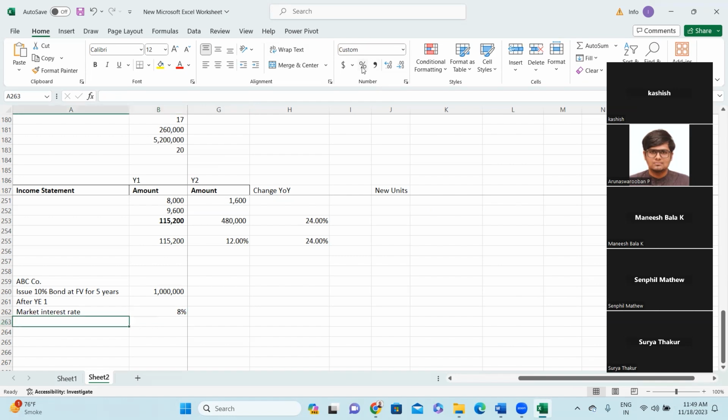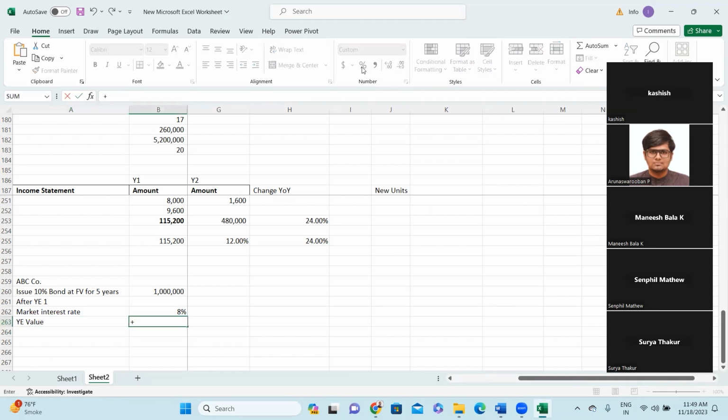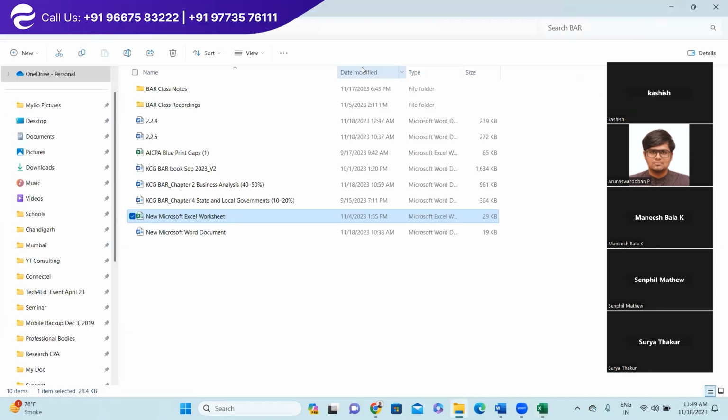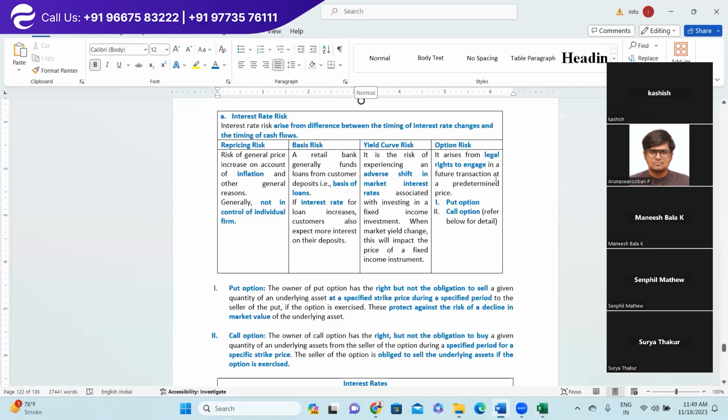So the year-end value will be this multiplied by 10% divided by 8%, so the value will increase. Make sense? $1.25 million. So this change in value is called yield curve risk, right? Change in value on account of change in interest rate will result into yield curve risk.